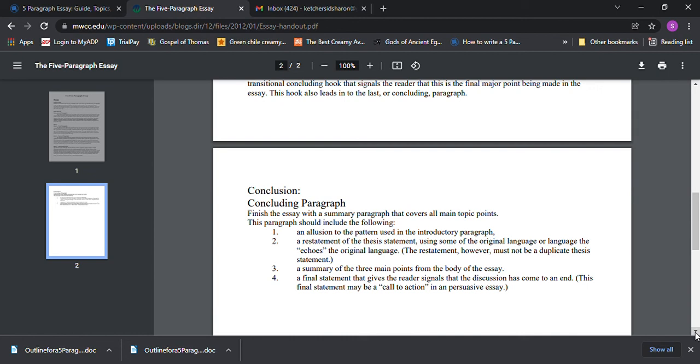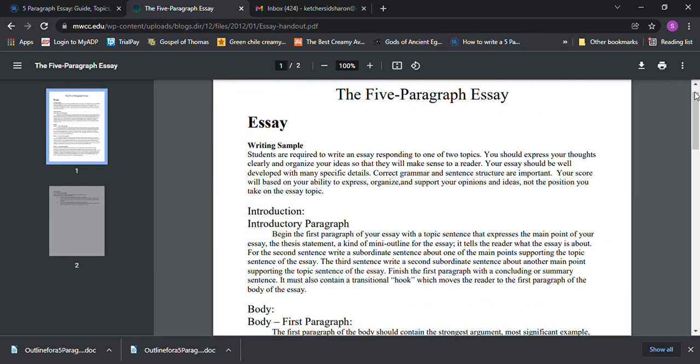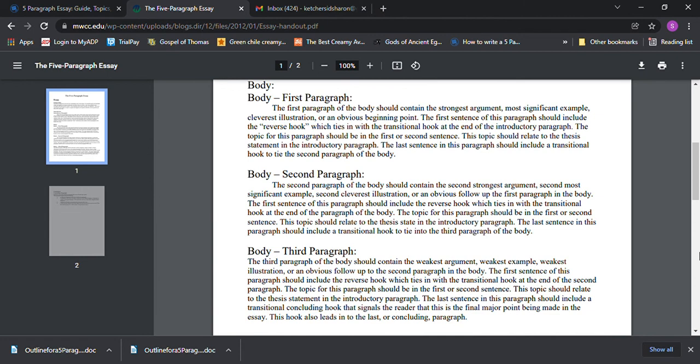I may not agree with which paragraph is the first paragraph or the second paragraph, but I did love this. I did love this PDF. So I wanted you to see this because it's important to know how to write an essay. So this gives you some different perspectives of looking at it on how to write an essay.